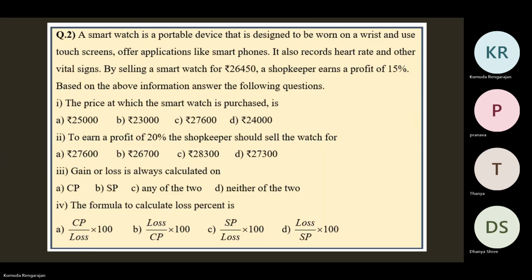A smartwatch is a portable device that is designed to be worn on a wrist and use touchscreens, offer applications like smartphones. It also records heart rate and other vital signs. By selling a smartwatch for rupees 26,450, a shopkeeper earns a profit of 15%. So this is about a smartwatch so far.